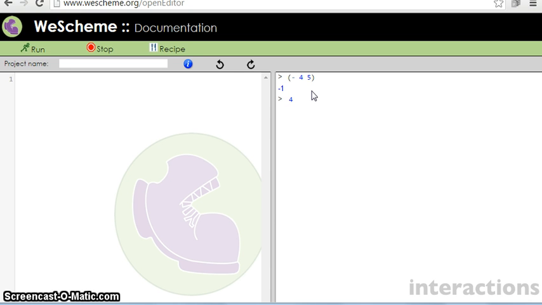Keep in mind, 4 minus 5 written like this will not work. We'll get an error when we hit enter. Okay, example 2 was 5 times -2. So to type that in code, open parenthesis, multiplication, 5 and -2 with spaces in the appropriate places. Close the parenthesis, hit enter, and it evaluates to -10.